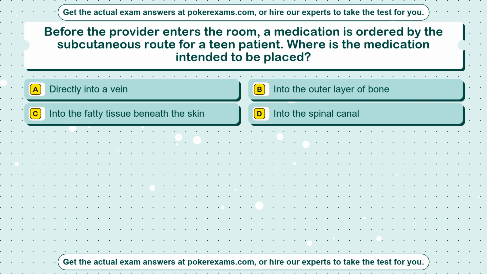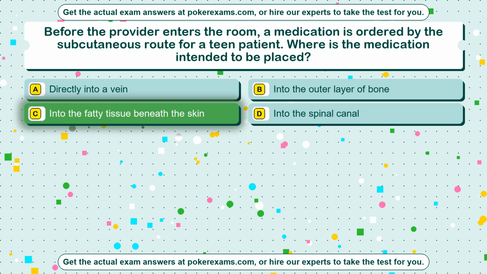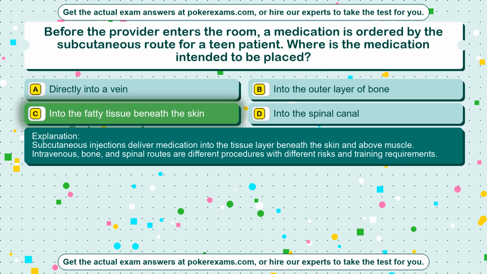Option D. Into the spinal canal. The correct answer is option C. Into the fatty tissue beneath the skin. Subcutaneous injections deliver medication into the tissue layer beneath the skin and above muscle. Intravenous, bone, and spinal routes are different procedures with different risks and training requirements.